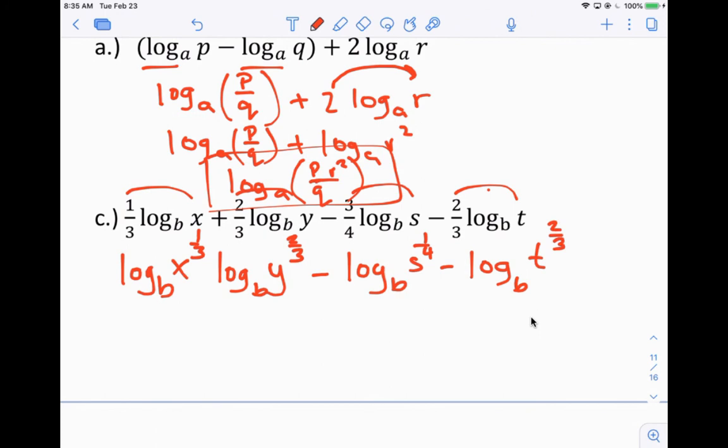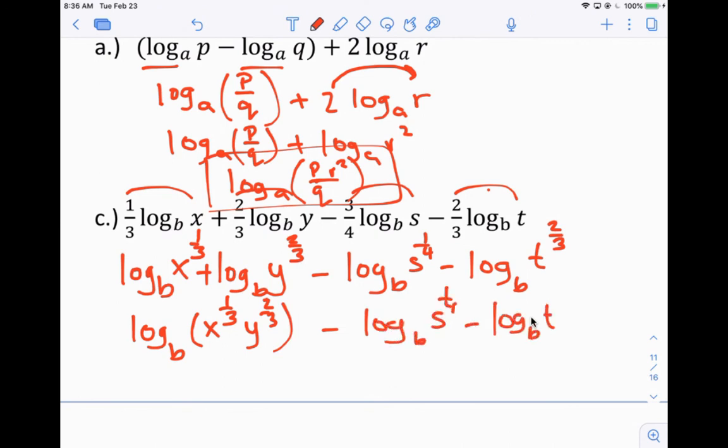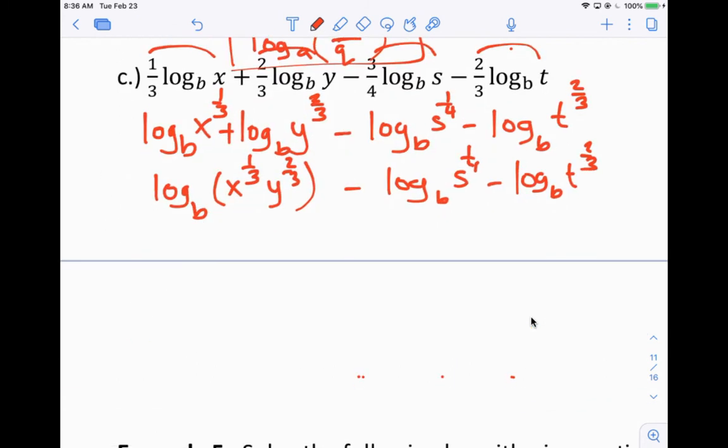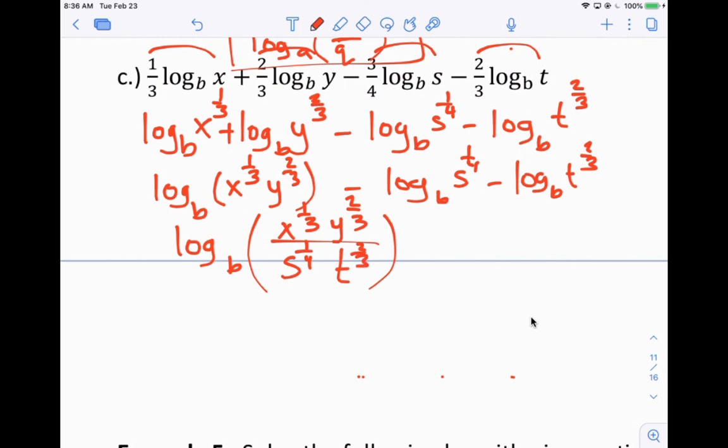Let's see. I'm going to add those two guys, and by that I mean I'm going to shove them together into a log b x to the 1/3 y to the 2/3 minus these guys, s to the 1/4, log b t to the 2/3. Since these are both minuses, I'm going to drop them both to the denominator. Log b x to the 1/3 y to the 2/3 over s to the 1/4 t to the 2/3.